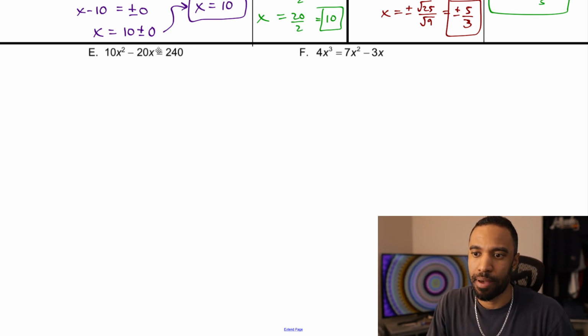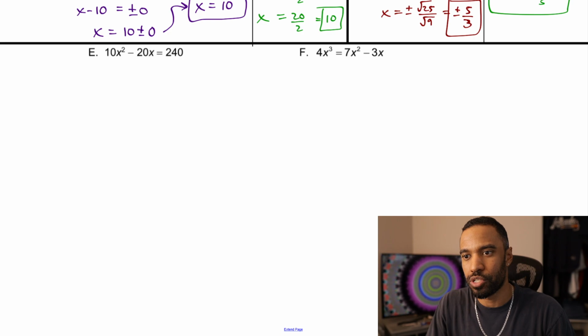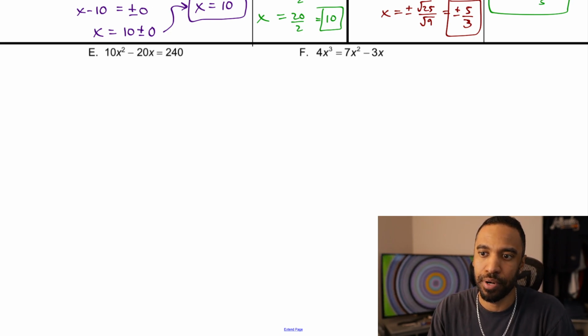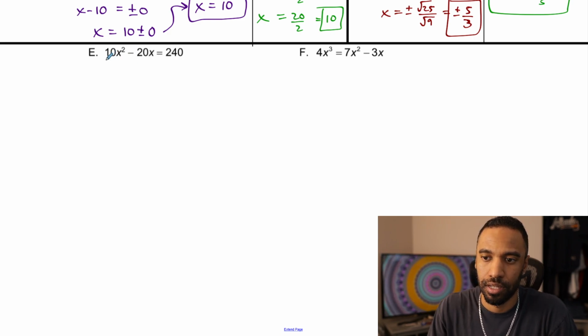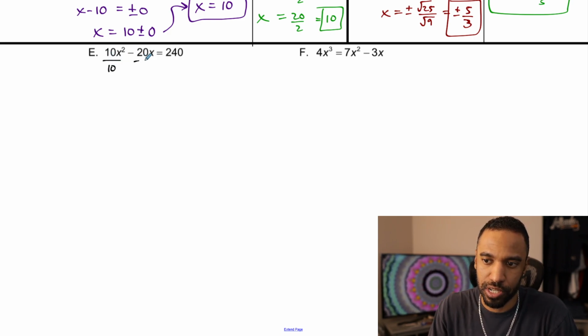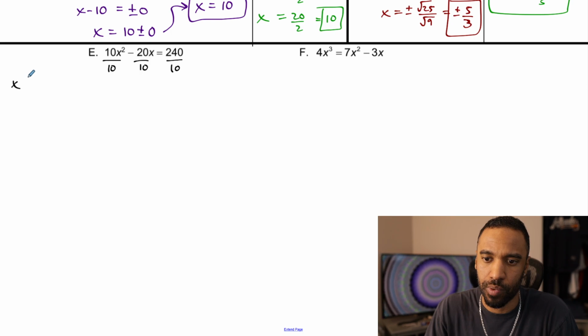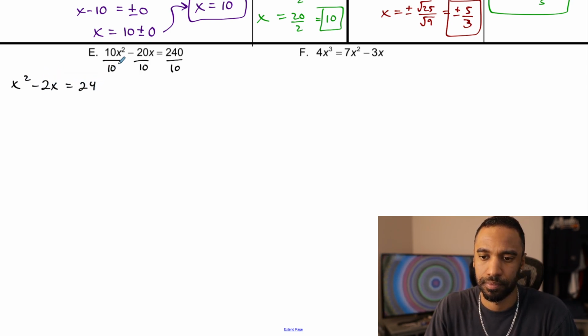All right, 10x squared minus 20x equals 240. Guys, do you see what I see? I can divide everything here by 10. Please make these problems easier for yourself. Divide everything by 10, and I'll have a 1x squared problem, which simplifies everything, especially the factoring. So now I have x squared minus 2x equals 24.